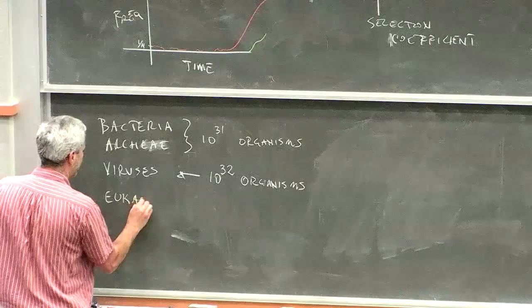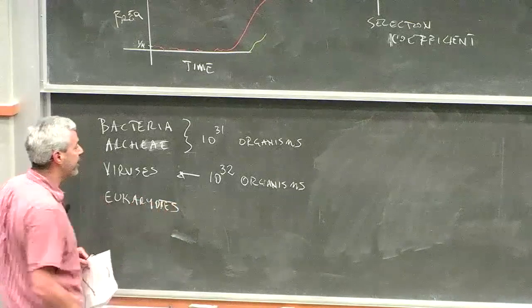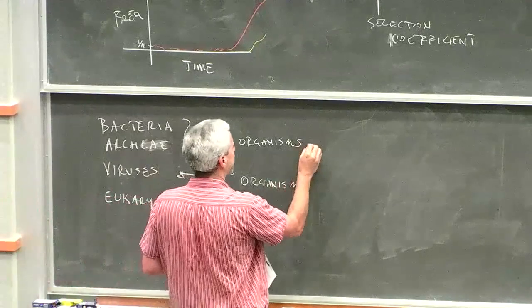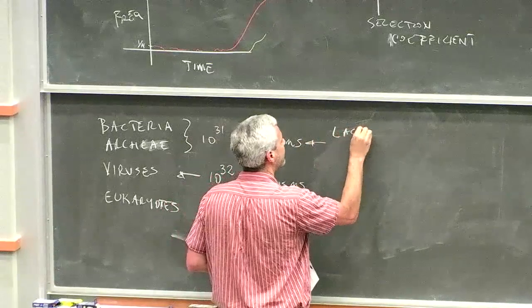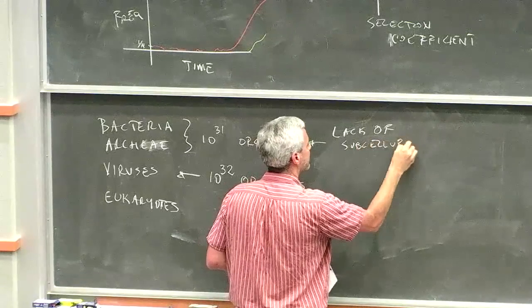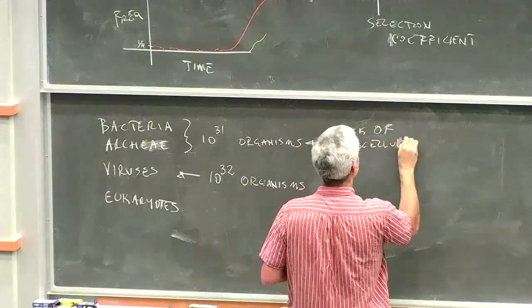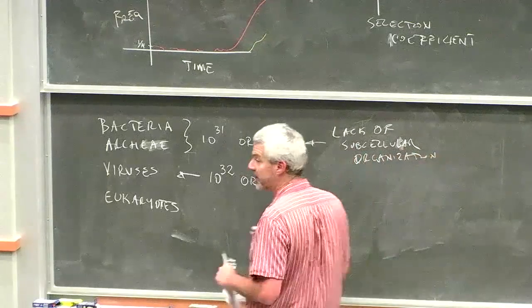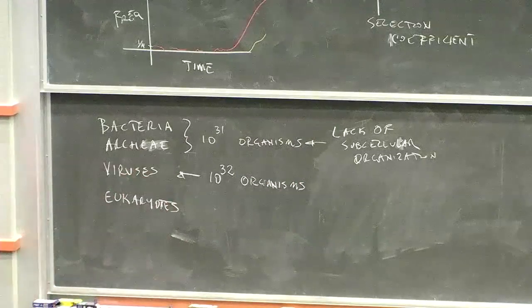Finally, are the eukaryotes, which are the organisms we know and love. All plants, all animals, all fungi are in the eukaryotes. The prokaryotes are characterized by a lack of subcellular organization. They don't have mitochondria, they don't have chloroplasts, they don't have Golgi apparatus, they don't have nuclei. It's a bag of metabolism, of chemistry, the DNA of which is also just free floating.